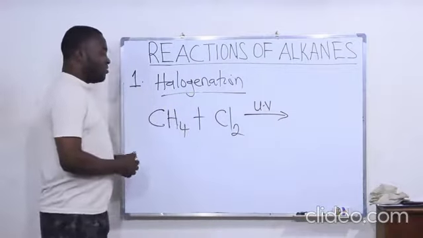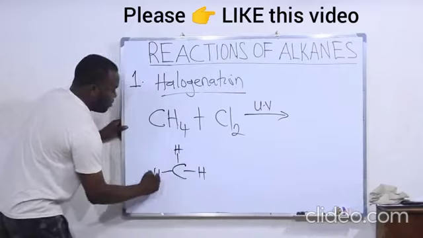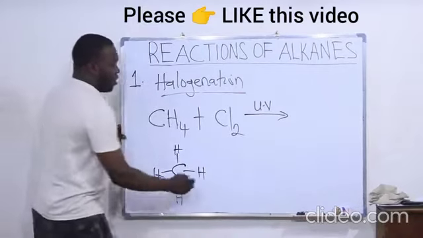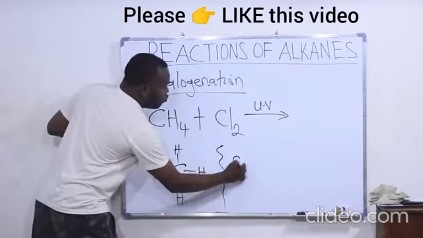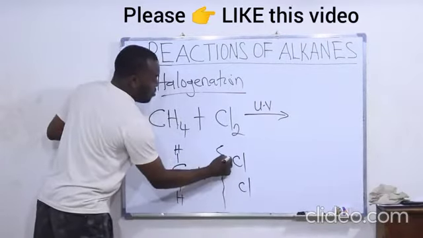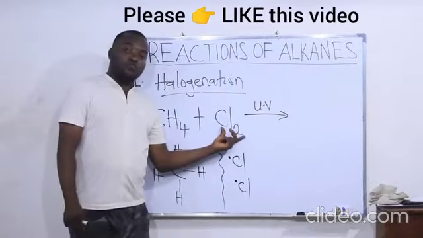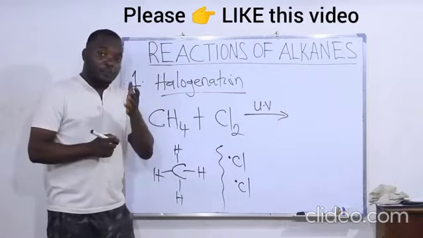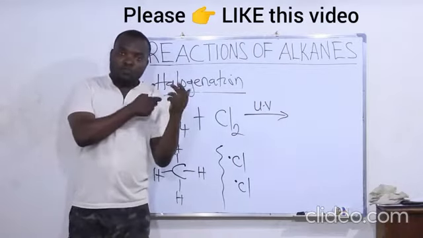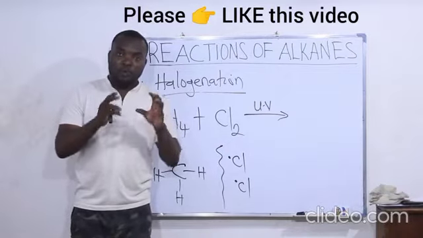Now, what happens here is that the 4 hydrogen atoms present in this methane are reacting with the 2 chlorine radicals here. The chlorine molecule will split into 2. There will be a bond cleavage, homolytic bond cleavage. In the previous videos, go back and you will see the topic I treated earlier known as bond breaking.